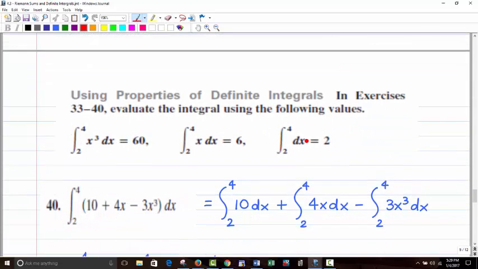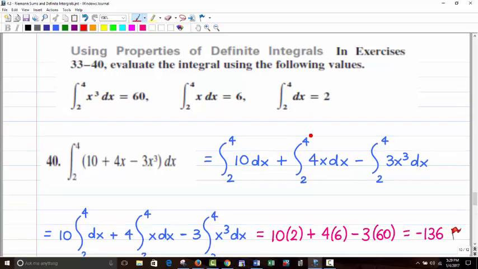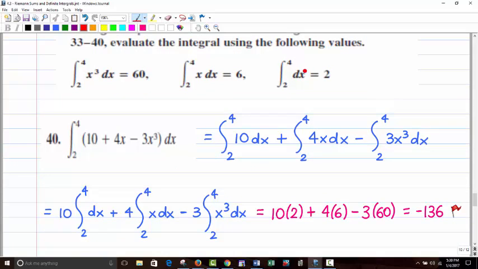Alrighty, using some properties. Now they're giving us these bits of information up there to solve these problems. I won't read all these out, I'll let you read them. I'll just kind of point at them. So we have this definite integral. The first thing I can do is split it into three pieces with 10, 4x, and negative 3x cubed, all going from 2 to 4. They have to go from 2 to 4 if we're using these rules up here.